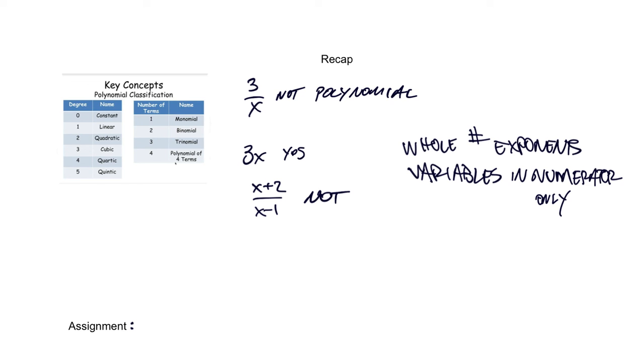Here's our naming conventions classifying. So if it is, it's a 1-term monomial, 2 binomial, 3 trinomial, 4 4-term or more. Here's our degrees and our names for those. If you can't remember these names, how about just 2nd degree? How about 3rd degree, 4th degree, 5th degree, 6th, and so on?